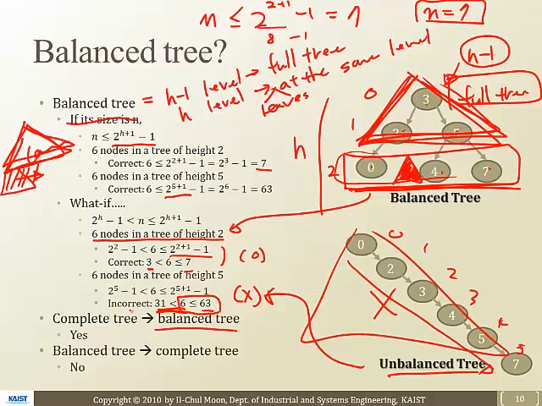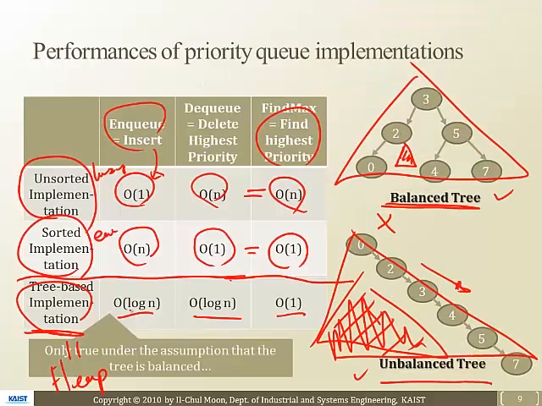And why we studied the balanced tree is that we want to achieve this tree-based implementation performance here, but we are going to fail that if we have an unbalanced tree. To achieve this performance, we need to make the tree balanced, and that's why we studied the balanced tree.